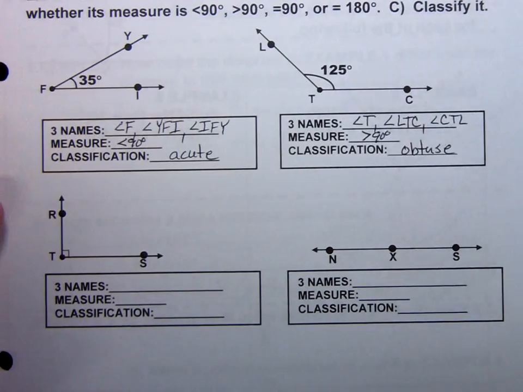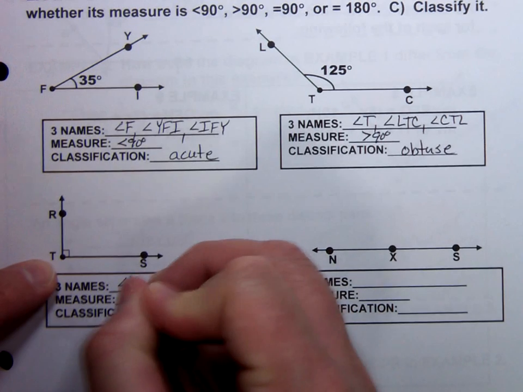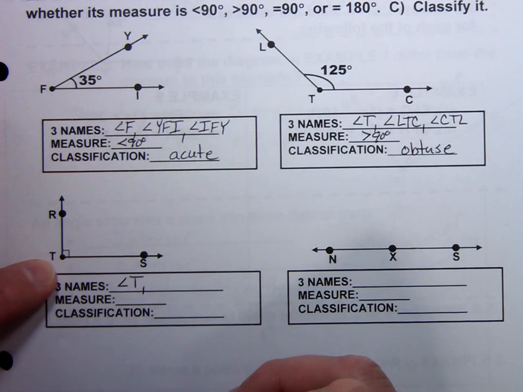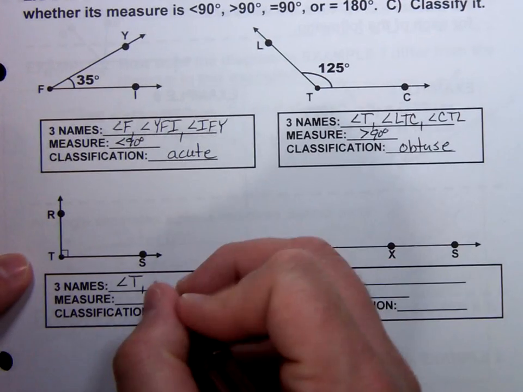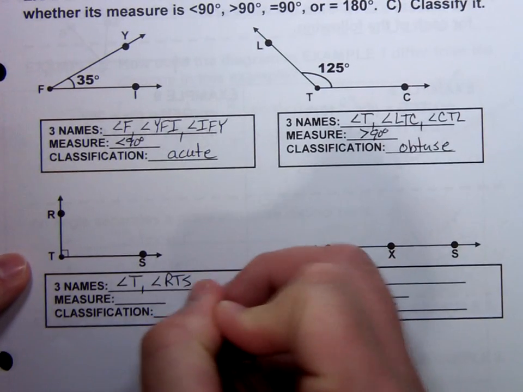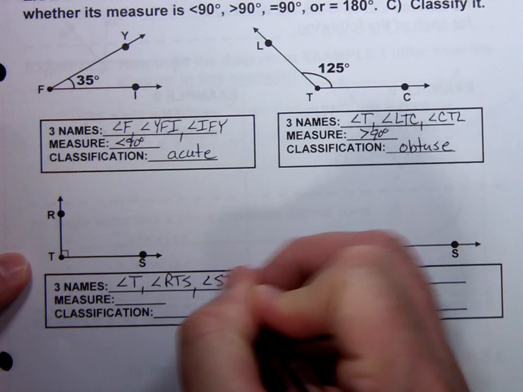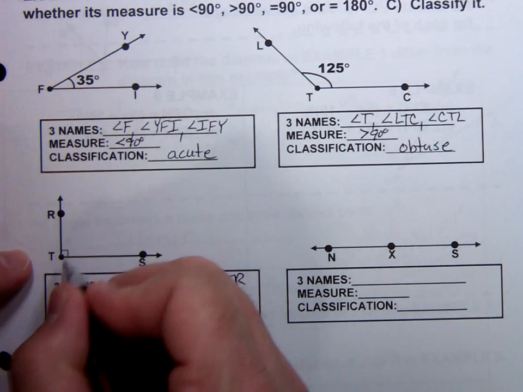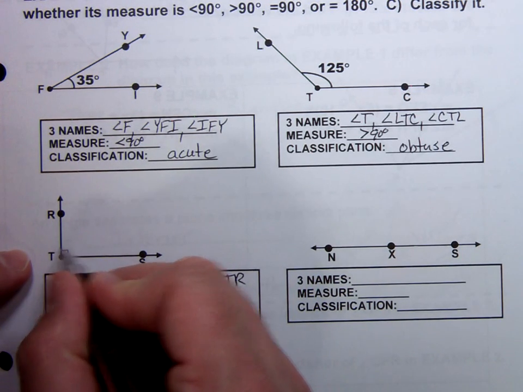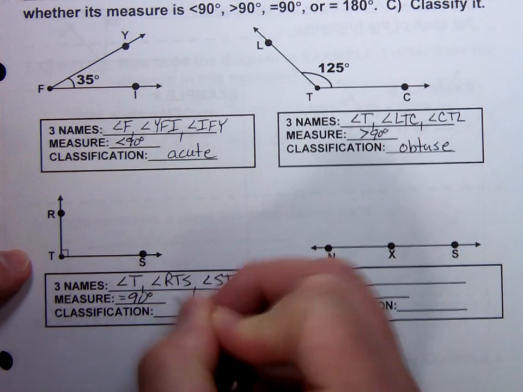Okay, angle down here, we can call it based on its vertex again, angle T. And then when we use 3 letters, we'll make sure that vertex is the middle letter, angle RTS, and angle STR. Okay, the measure, they didn't give us a number, but they gave us this symbol right here. Remember, that means it's a right angle. It means it's 90 degrees. It's equal to 90 degrees. It's a right angle.